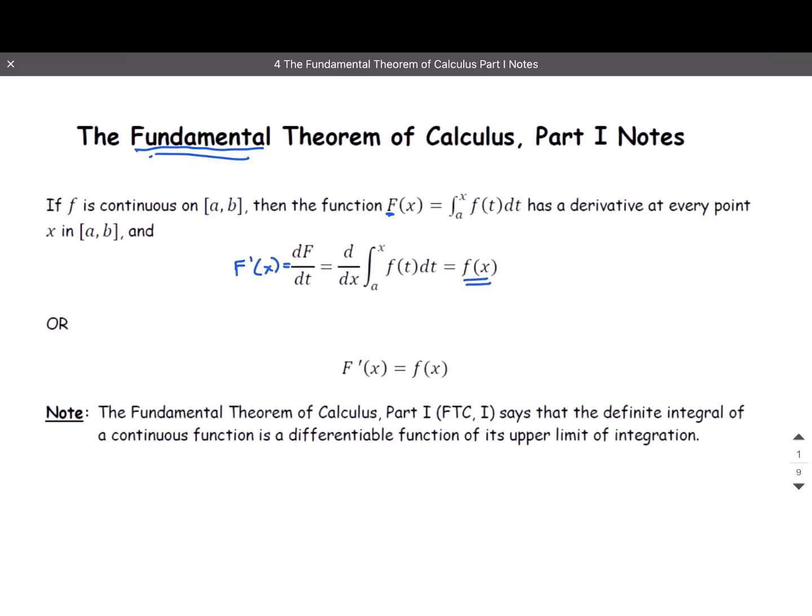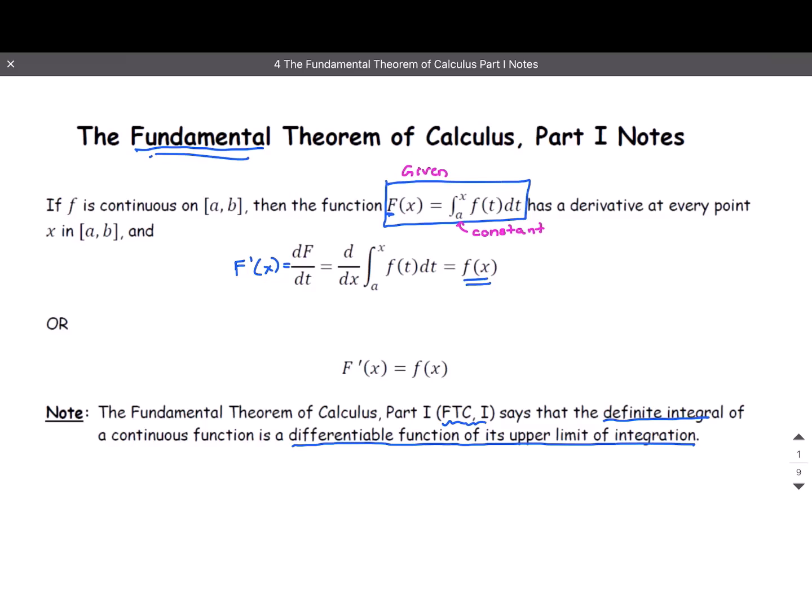Wow. So the fundamental theorem of calculus part 1, which we'll abbreviate FTC 1, says that the definite integral of a continuous function is a differentiable function of its upper limit. So the key here, this is what's given to us, okay? And it's very important that this lower limit is a constant. That must be a constant. If it's not a constant, this is not going to work, okay? So that's really important.